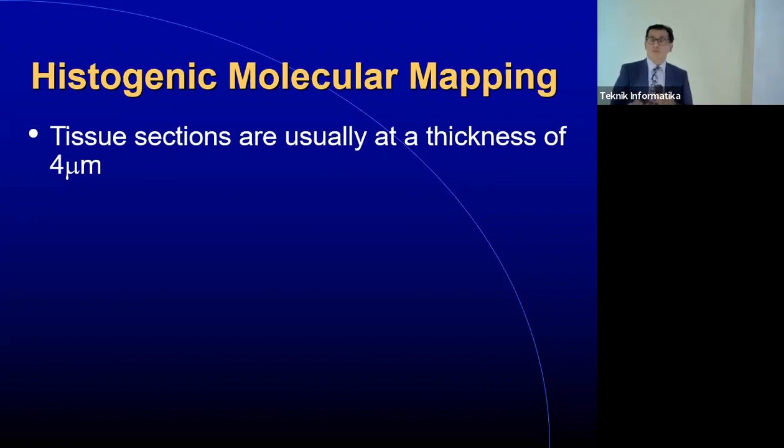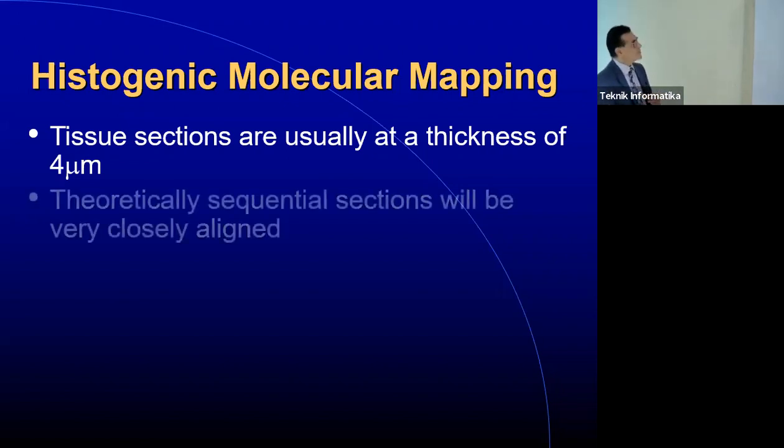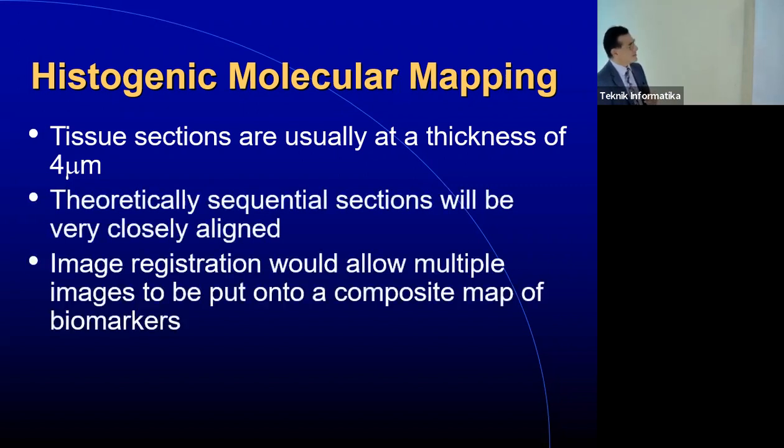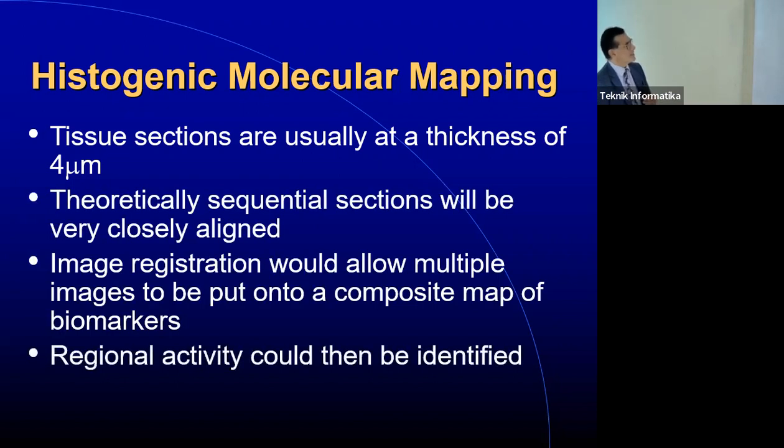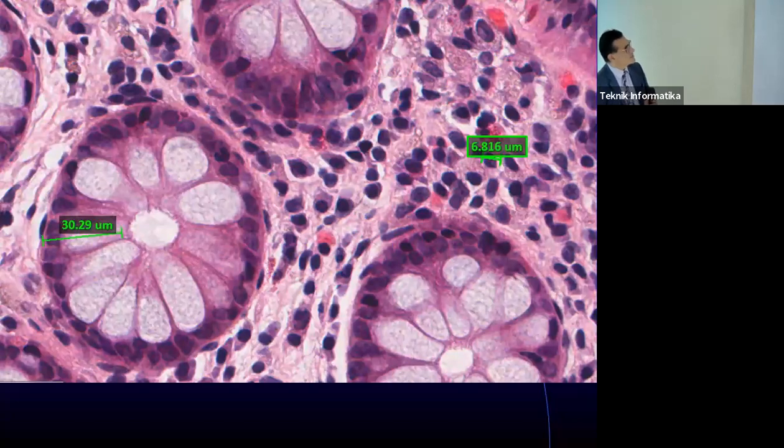We developed another way of hopefully annotating things a bit more precisely. We call it histogenic molecular mapping. Each section is 4 microns thick, which is less than the depth of one cell. So we thought that if you cut sections very close together, only 4 microns apart, they'll be very closely aligned. But you do need really good image registration algorithms to put them together. If you could do that, then you can make a composite map of biomarkers. This cell here is 30 microns in depth, so if you cut it into 4 micron sections, they should be fairly close together.